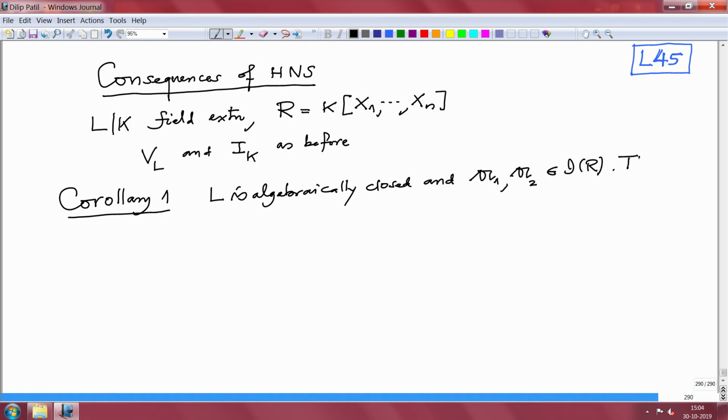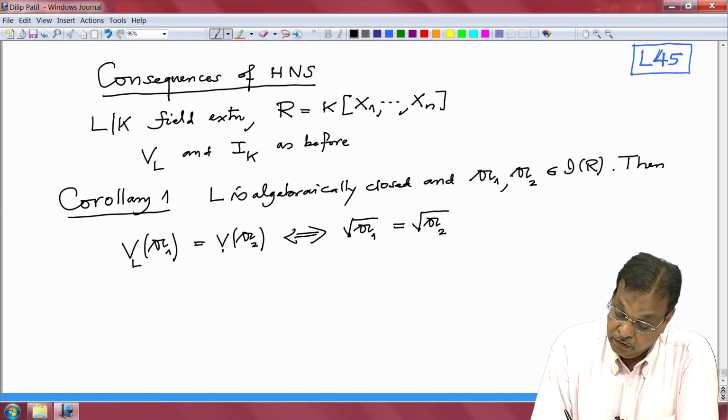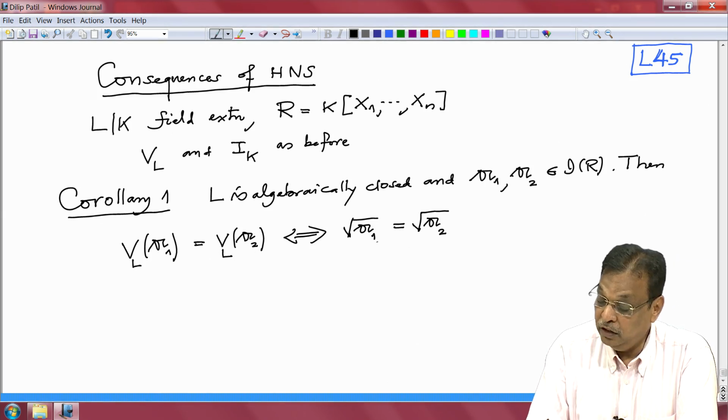Then V of A1 equal to V of A2 if and only if radical of A1 equal to radical of A2. This is easy because if I want to prove this implies this, just apply I_K on both sides. So, V means V_L, I_K on both sides, and then HNS2 will tell you roots are equal.